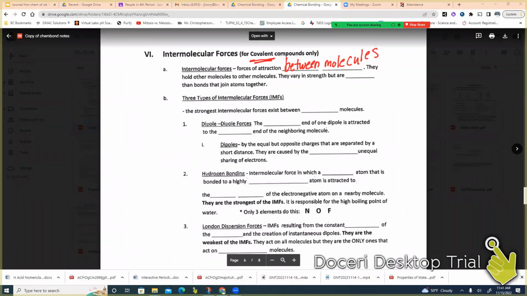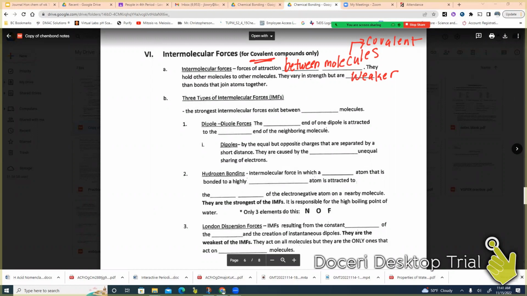They vary in strength, but all of them are weaker than bonds that join atoms together. So we're going to be talking about 3 different types of IMFs, but all of those are weaker than a bond because they're just forces. All of those are weaker than a covalent or an ionic bond. And remember, when you see molecules or molecular formula, that tells you it is covalent. All right, so we're going to look at 3 types of intermolecular forces. If you watch the video, then you'll have a little bit of a head start.